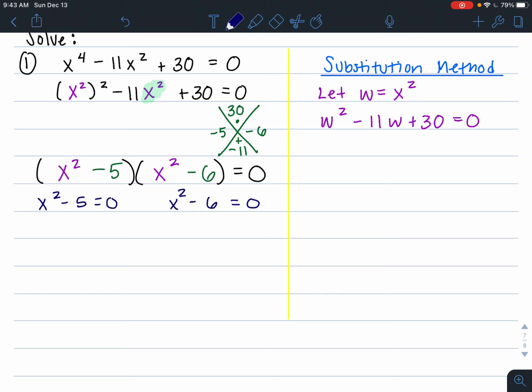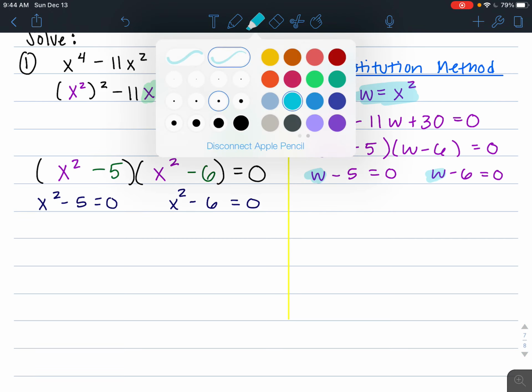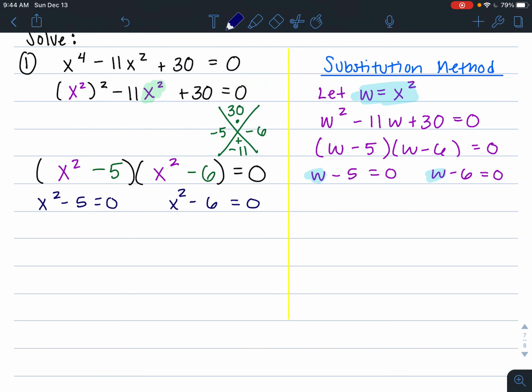Now I'm going to show you how it's the same way in the substitution. The diamond puzzle, with 30 and negative 11, those numbers are the same. So this over here still factors to w minus 5 and w minus 6. Then I would set both of those equal to 0. But w is equal to x squared. So now wherever I see a w, I'm just going to put x squared back in. Then we can see that we get exactly the same equation.